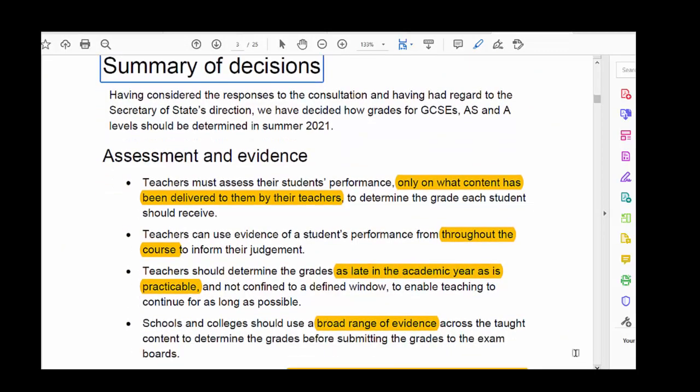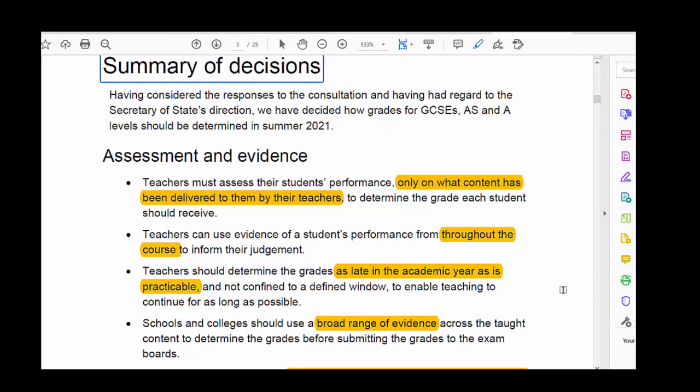So the summary of decisions. After looking at all the responses, they've got a summary of the assessment and evidence, the support materials, quality assurance, appeals and results. We're going to go through each one of those.